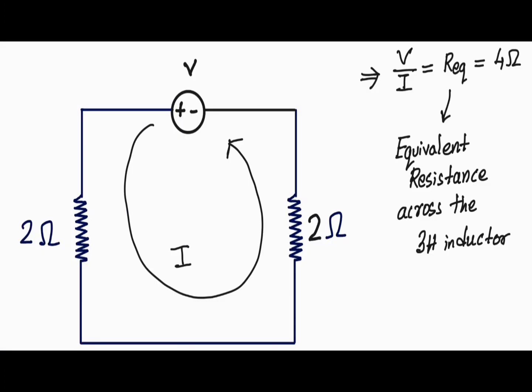Generally, to find the equivalent resistance across the inductor, we need to replace the inductor with a voltage source and find out the current flowing from that voltage source. Then the equivalent resistance across the 3 henry inductor is equal to the voltage divided by the current.